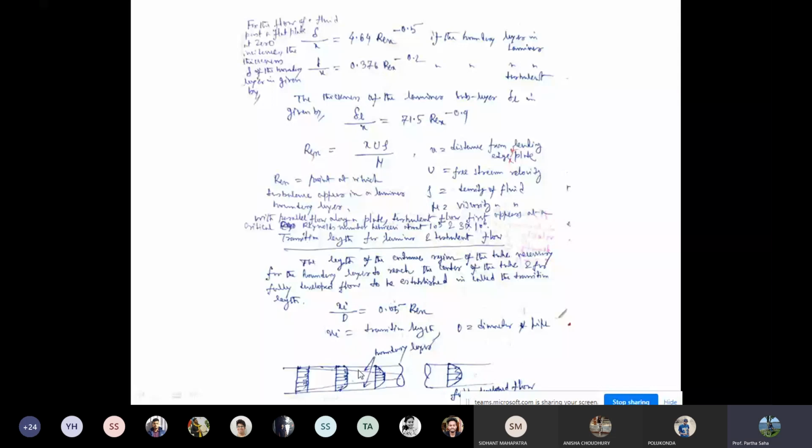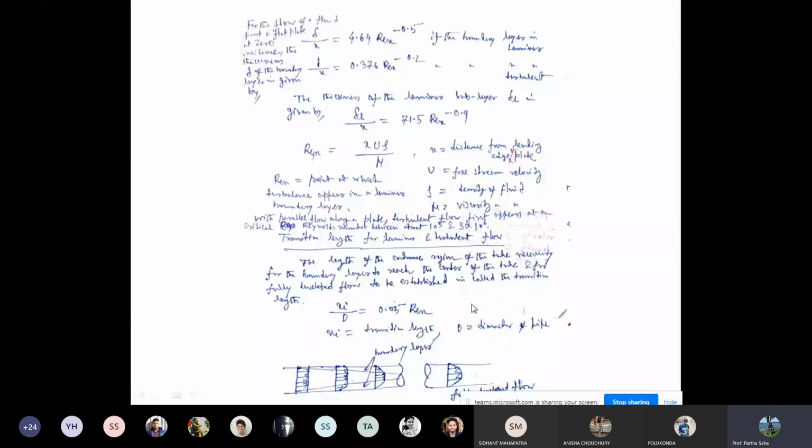the fluid velocity was equal to the free stream velocity. So the expression is given by xi by d equals 0.05 times Rex, where xi is the transition length, from here to here, the length from left to right along the horizontal line, and d is the diameter of the pipe, and Rex is the Reynolds number. I'll show you in a better slide.